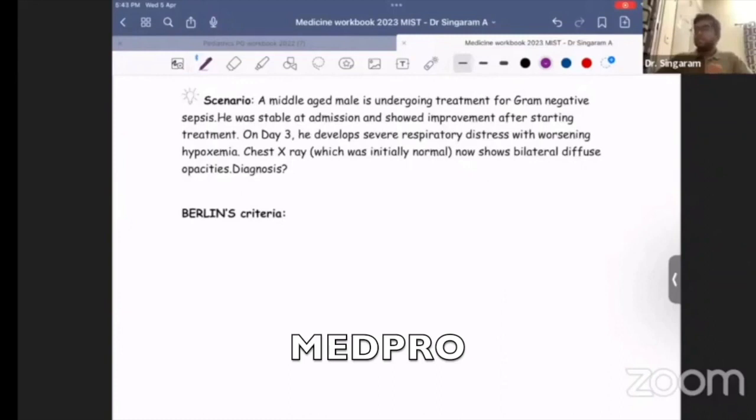Till day 3, everything was going very smoothly for this patient. This patient had a severe sepsis or infection, and as soon as we started antibiotics, this patient improved. We were thinking this patient was on an improving trend. But very unfortunately, all of a sudden, on day 3, he developed respiratory distress. He became very sick. The X-ray, which was initially normal, please remember, on day 3 now started to show opacities in the lung fields.